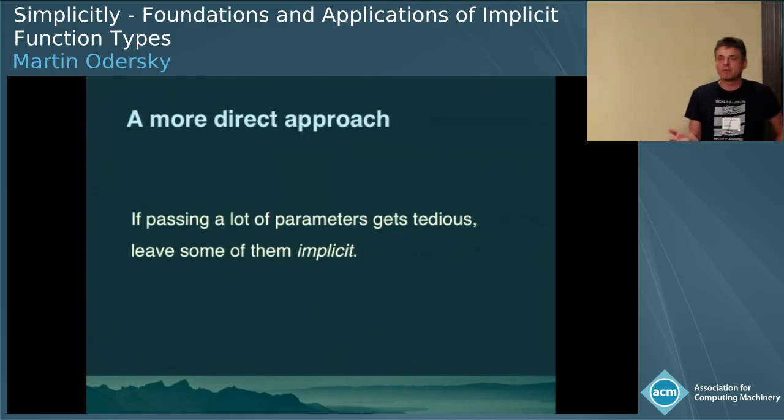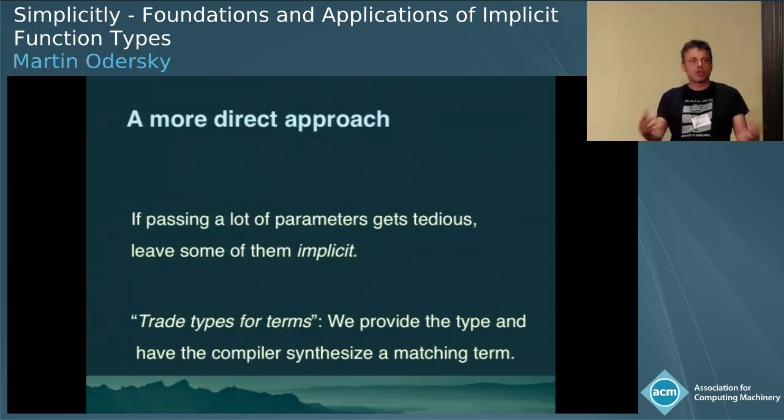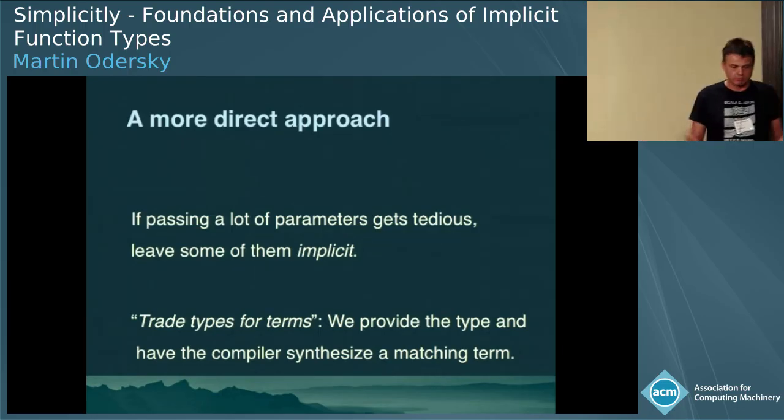So a more direct approach would be to simply say, if passing a lot of parameters gets tedious, leave some of them implicit. And that means we trade types for terms. So we provide the type of a parameter and have the compiler synthesize a term for the type. So that's the meaning of implicit parameters.